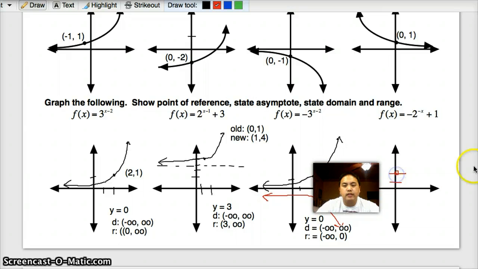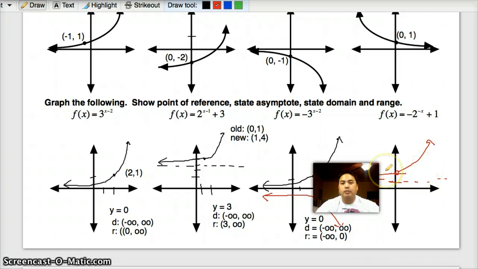Oh, still in red, but that's okay. My normal graph would look like this, since I moved it up 1, my asymptote moves 1. So it should look like that. But now I'm flipping twice. I've got to flip over the x and y axis.